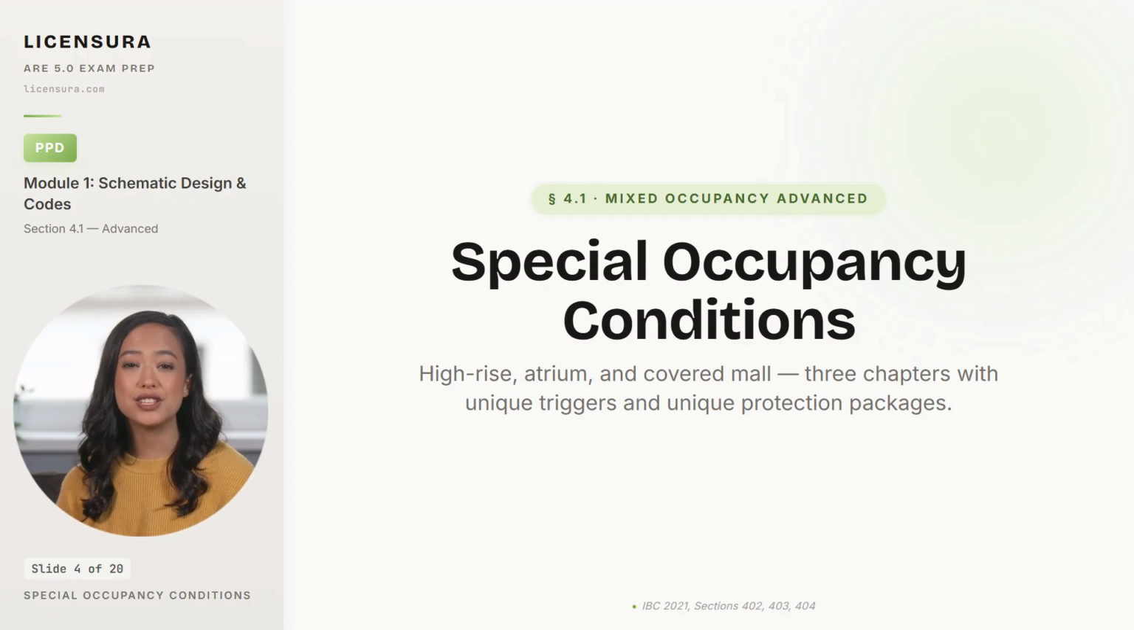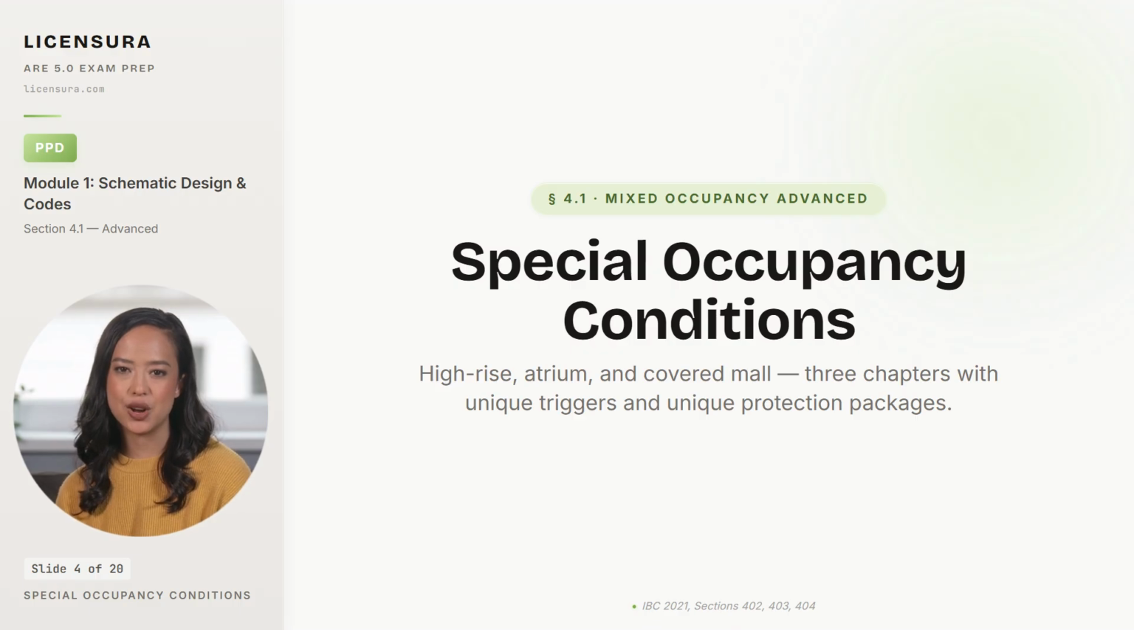Most architects treat the special occupancy chapters as edge cases until the building geometry tips them in, and then the redesign costs the firm six figures. Three chapters live in the IBC, each triggered by a single condition that drives a complete protection package.